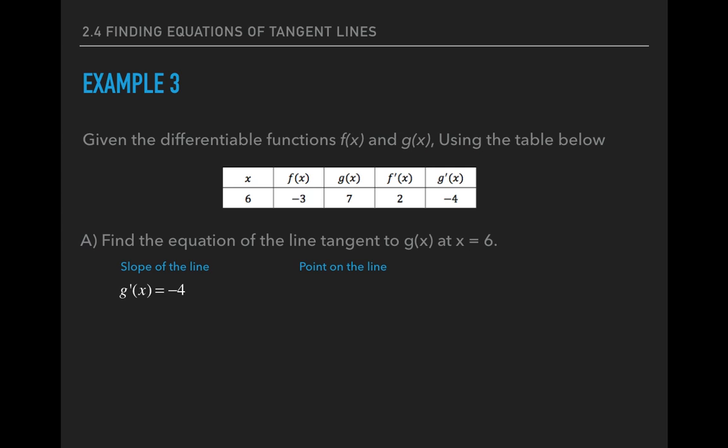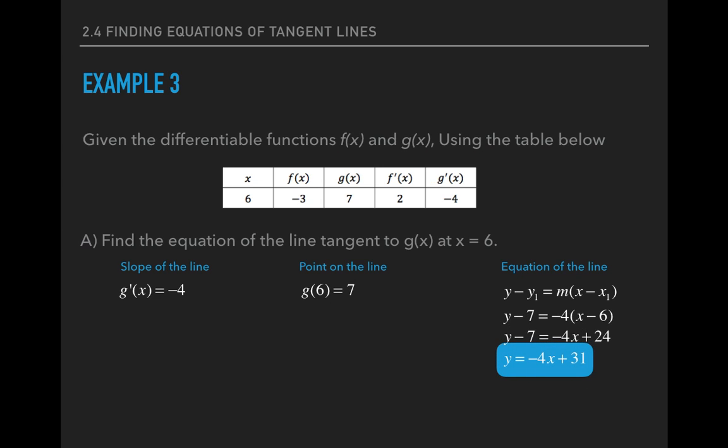Then we need a point on our graph of our g function. G at 6 is 7. And then we'll plug those values into our equation for our line. We'll plug in the point and the slope. And we'll simplify and solve. That would be the equation of the line tangent to our g function at 6.